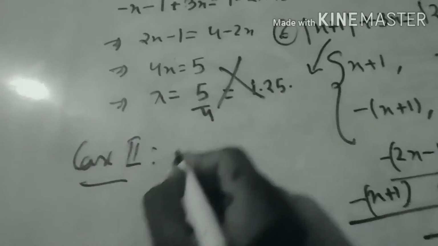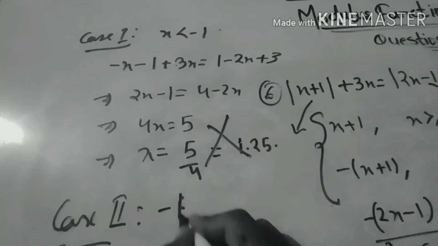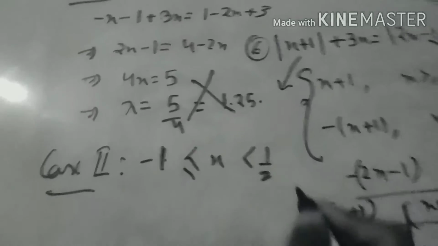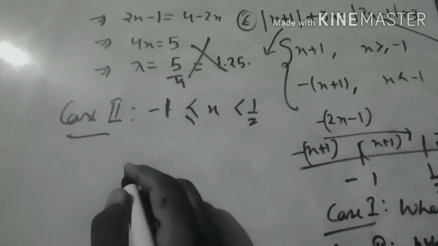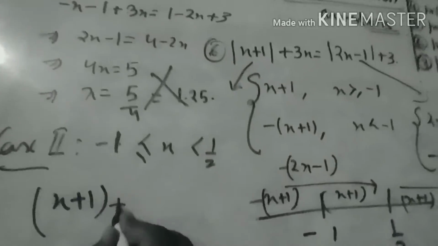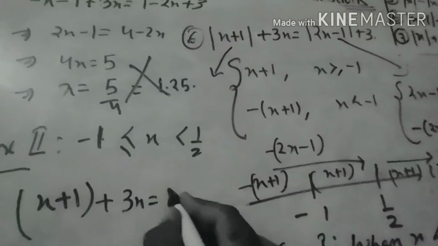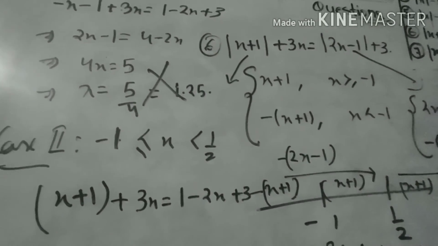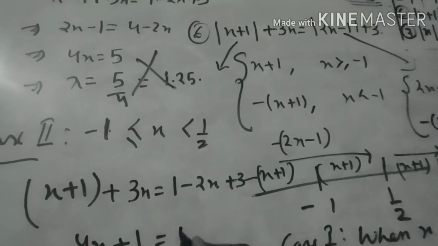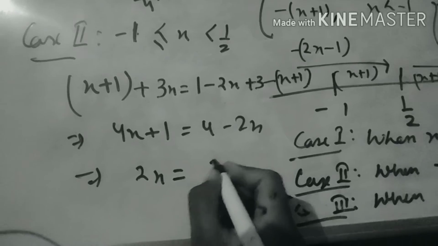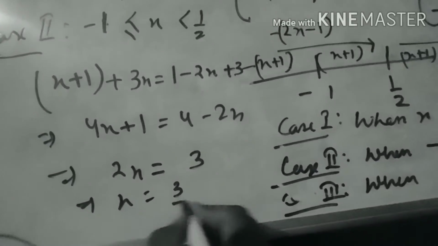Case 2, when x is greater than equal to minus 1 and less than 1 by 2. So when it is greater than minus 1, we'll be getting value x plus 1, and plus 3x equals to 2x minus, we'll be getting 1 minus 2x because it is still less than 1 by 2. So we'll be getting 4x plus 1 equals to 4 minus 2x, which can be written as 2x equals to 3, x equals to 3 by 2.